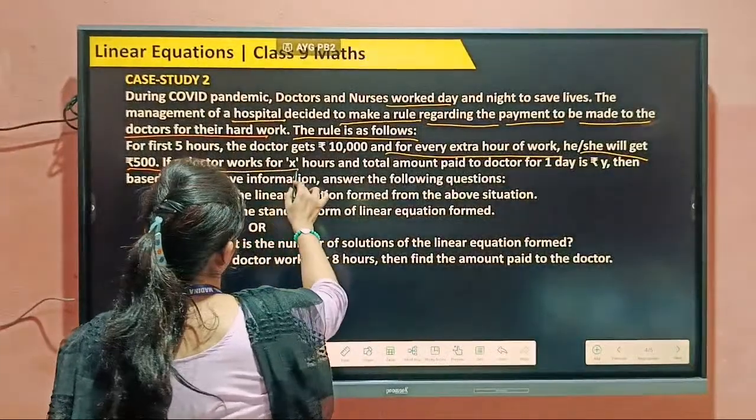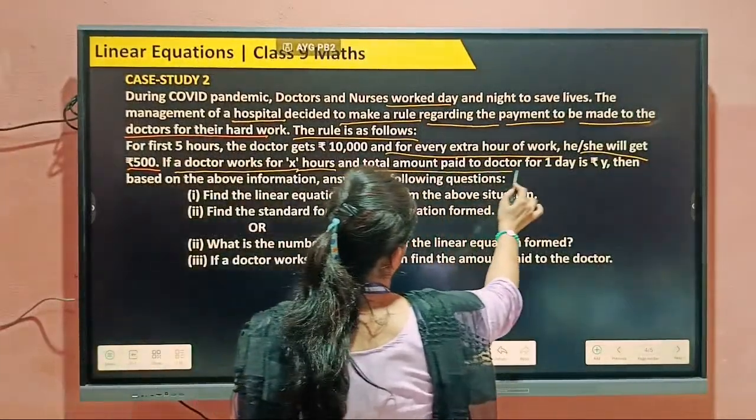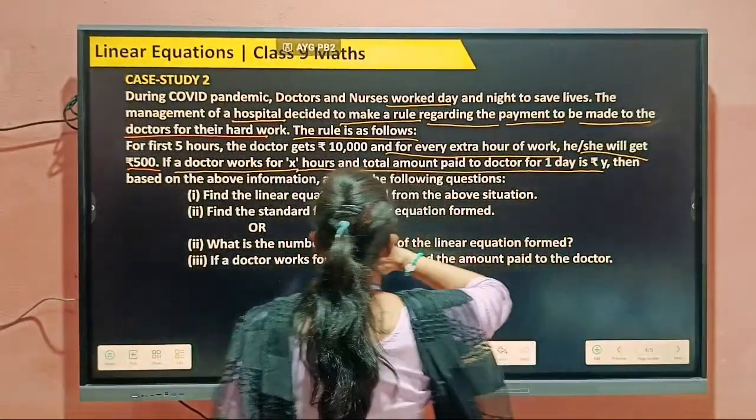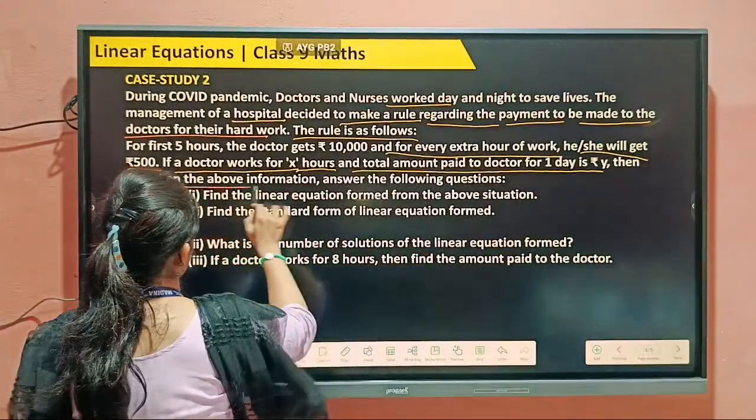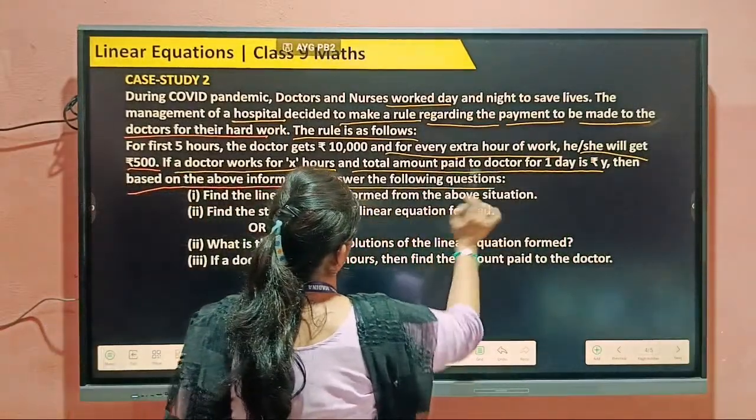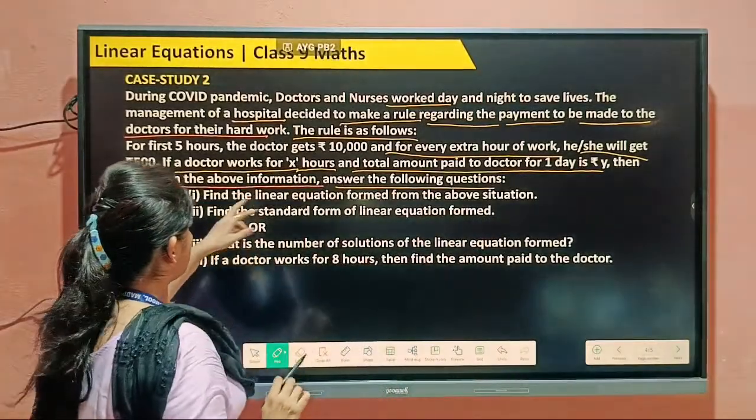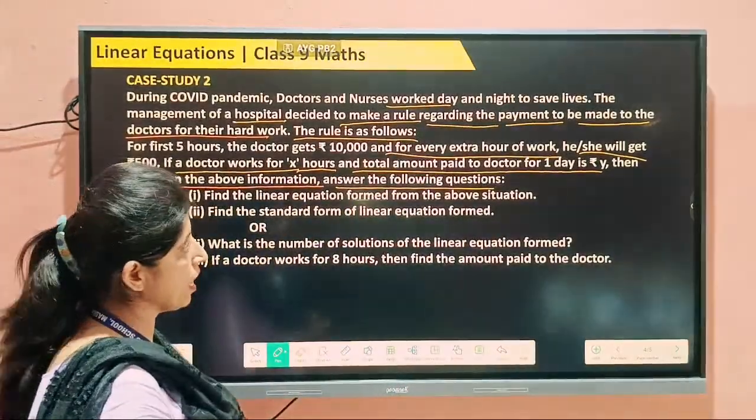If a doctor works for X hours and the total amount paid to the doctor in one day is rupees Y, then based on the above information, answer the following questions. Find the linear equation formed by the above situation.